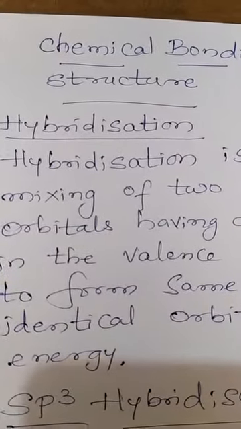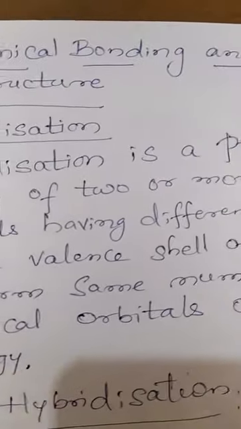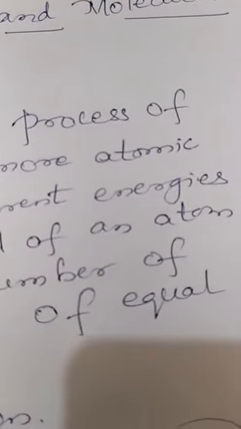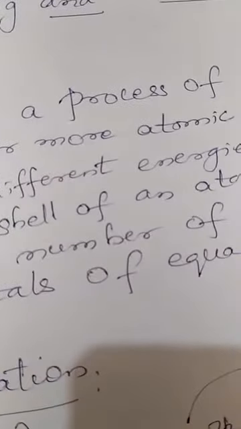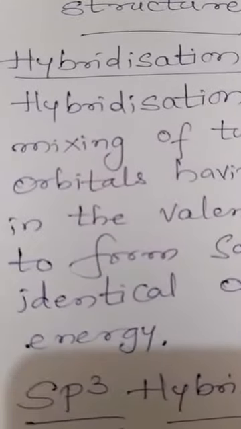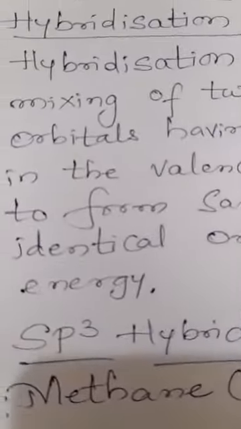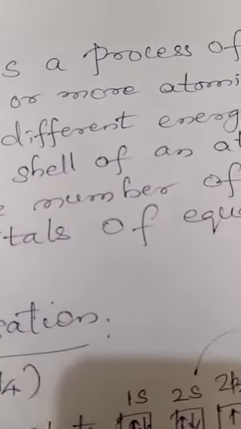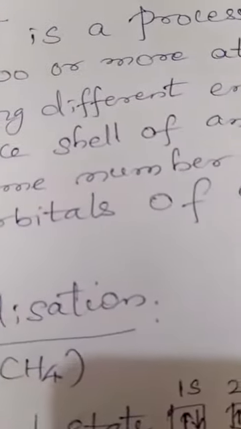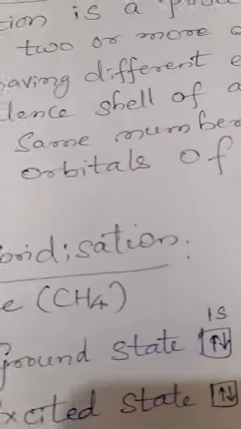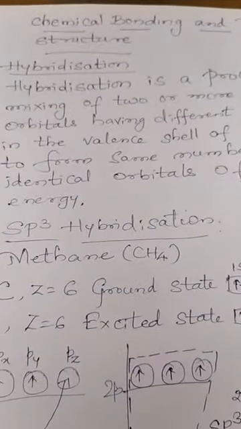To attain this, the atomic orbitals undergo a process called hybridization. Hybridization is a process of mixing of two or more atomic orbitals of different energies, particularly in the valence shell of an atom, to form the same number of orbitals, in particular identical orbitals having equal or equivalent energy. So this is the definition of hybridization.